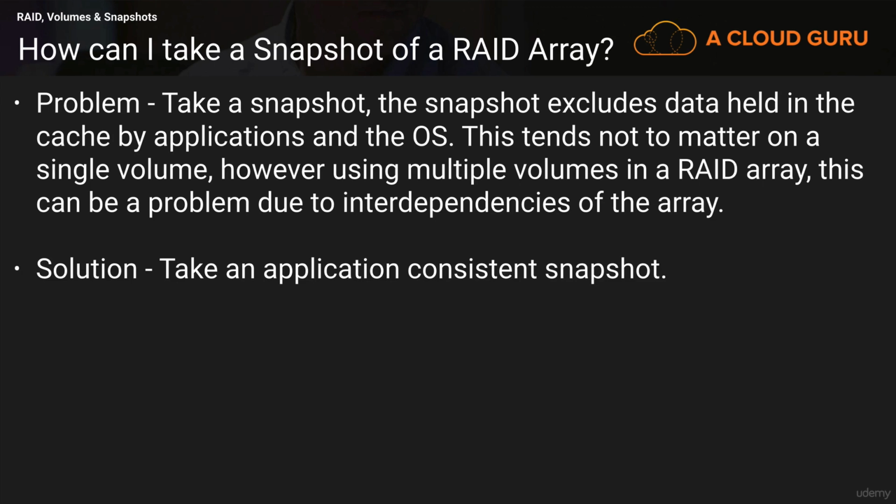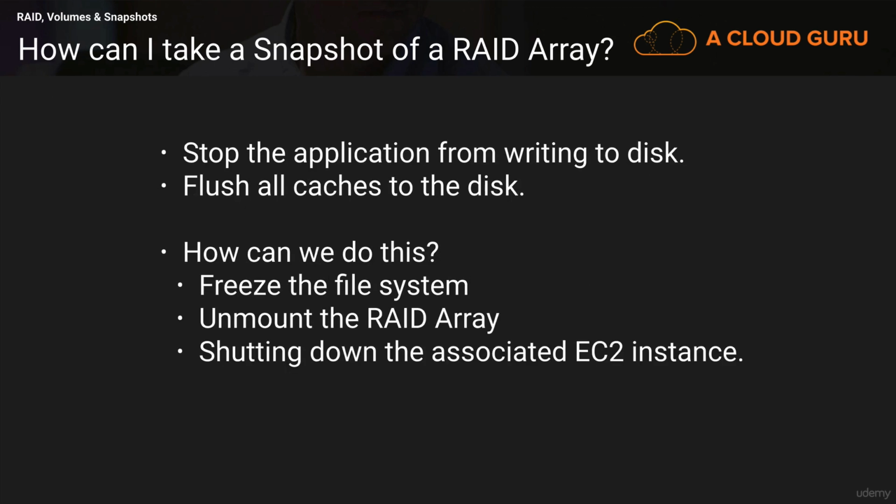Well, we have to take an application-consistent snapshot. So how do we actually do that? Well, we need to stop the application from writing to disk. We need to flush all the caches to disk. And how do we do this? Well, there's three ways to do it.